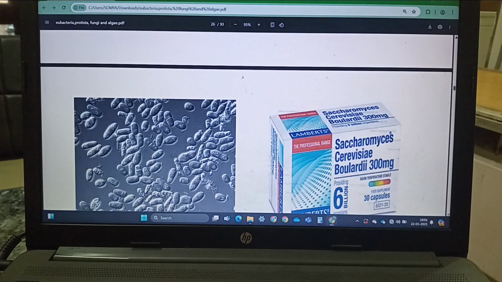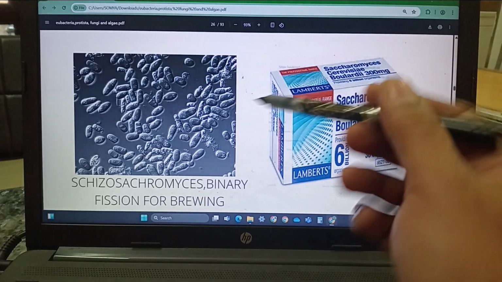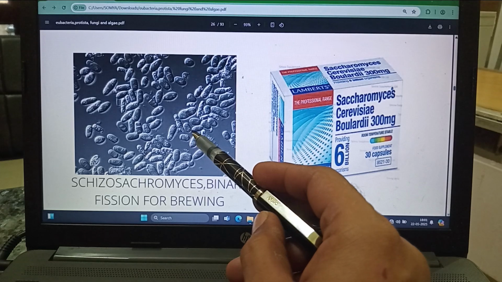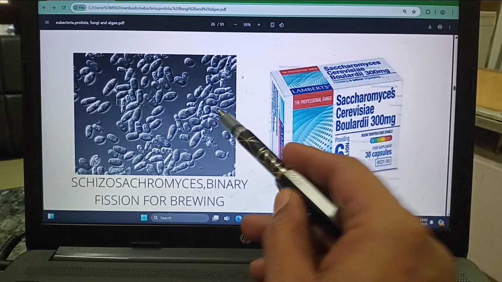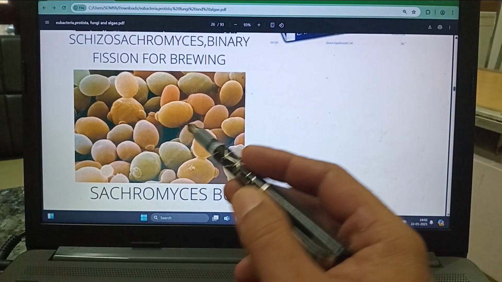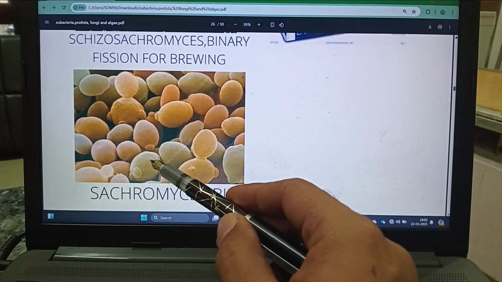The reproduction in the fungi can take place by vegetative means, by fragmentation, fission and budding. Here we are seeing the binary fission occurring in Schizosaccharomyces, and here we are seeing the budding occurring in Saccharomyces, that is the yeast.